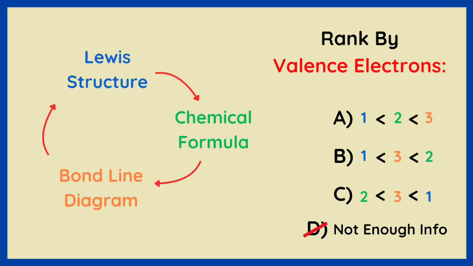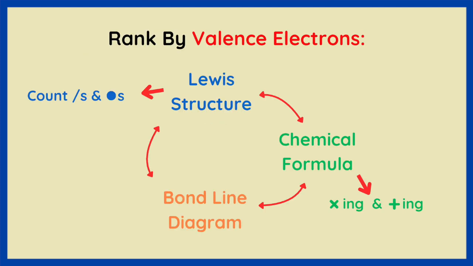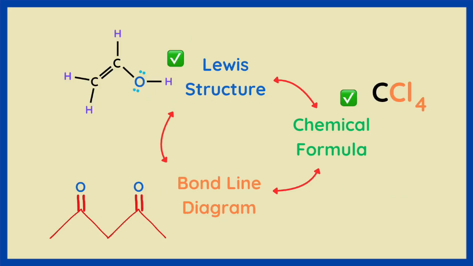But given that we currently have one of each of these molecule forms, how do we decide if we're going to turn them into Lewis structures or bond line diagrams, etc.? Well, the great news is that we can directly count the number of valence electrons when we are in two of the three forms, either through counting sticks and dots or through multiplying and adding. So we have two of our three molecules in forms we can readily find the valence electrons for.